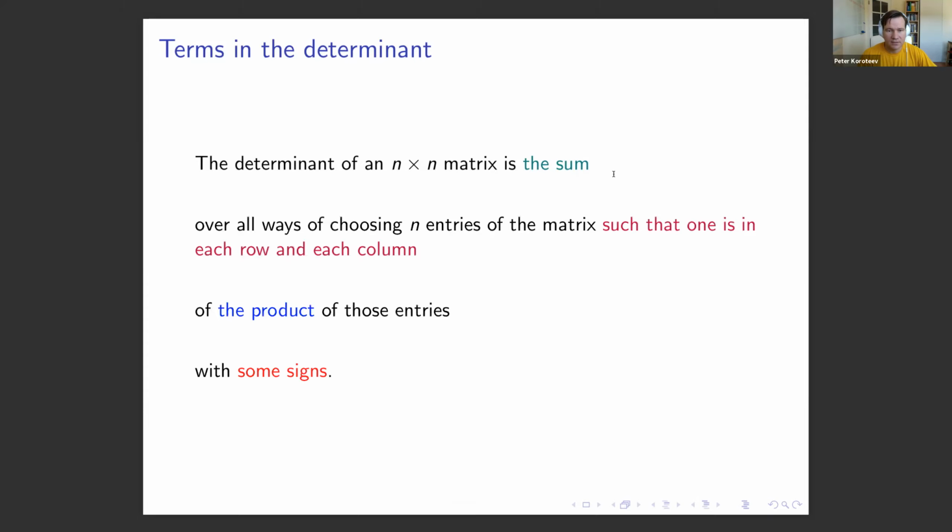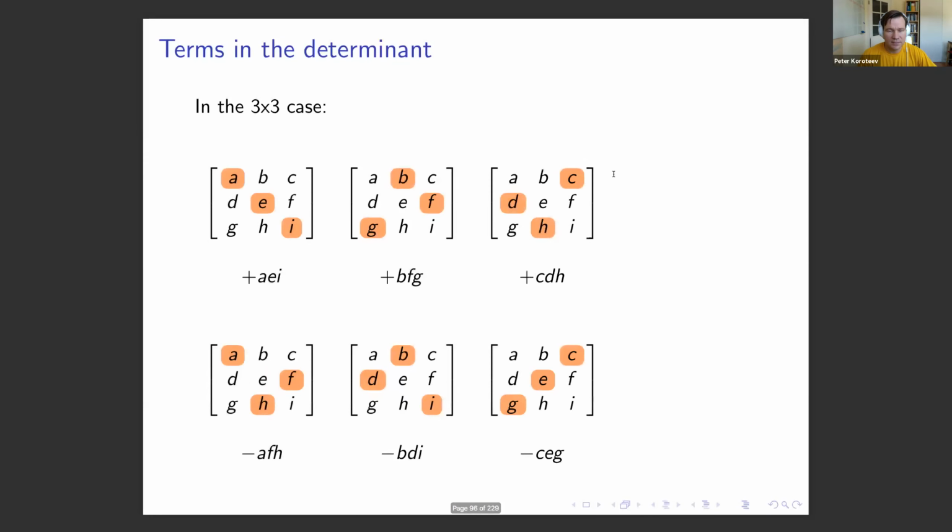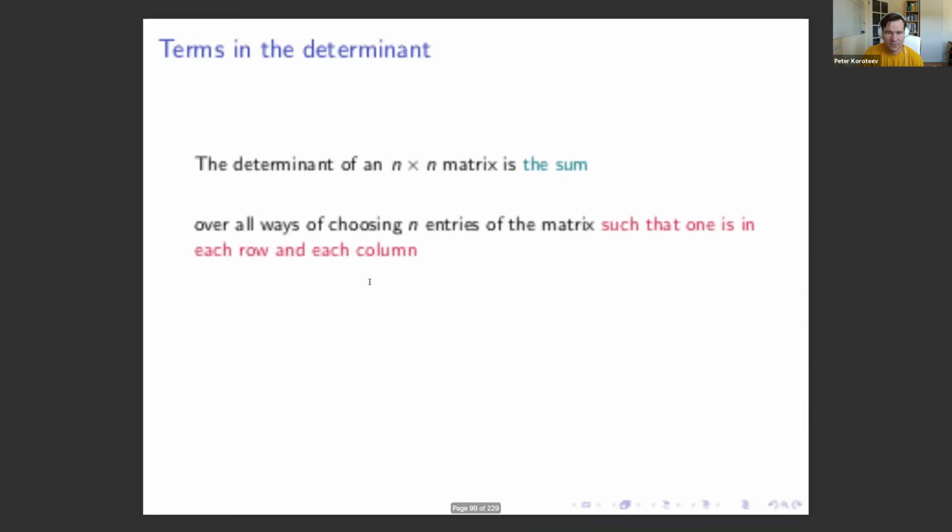Right. So if you scroll back here, you take one element from the first row and first column. E is the element from the second column, second row, and I is the element from the third column, third row. And here, you do them in a different order, right? So G is third row, first column. B is first row, second column, and so on. And there is a certain sign convention which we need to understand.